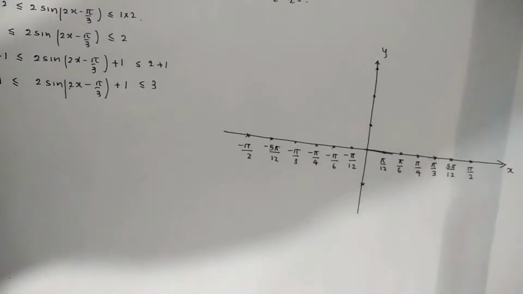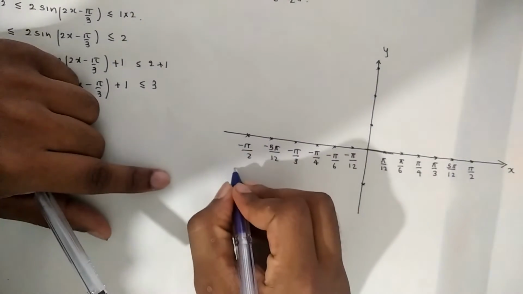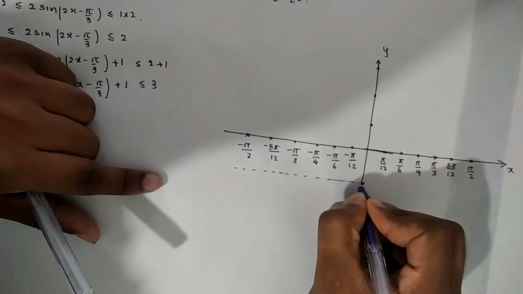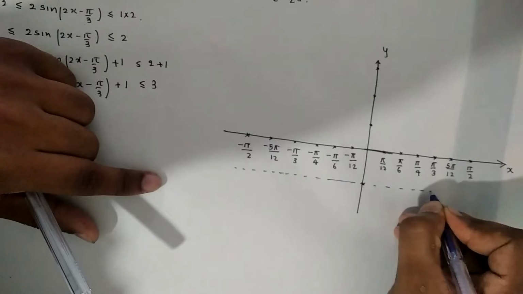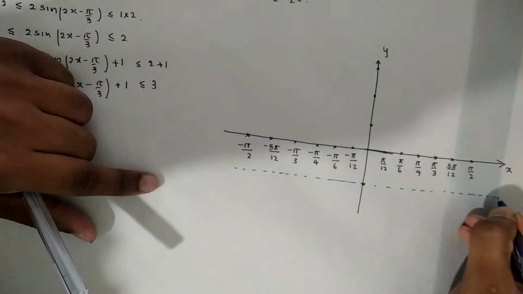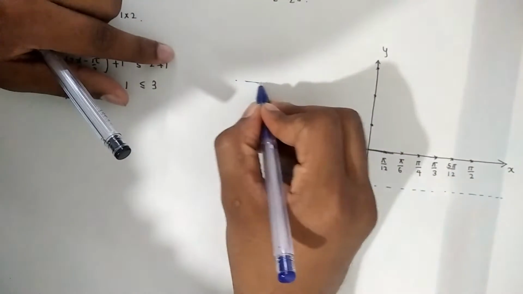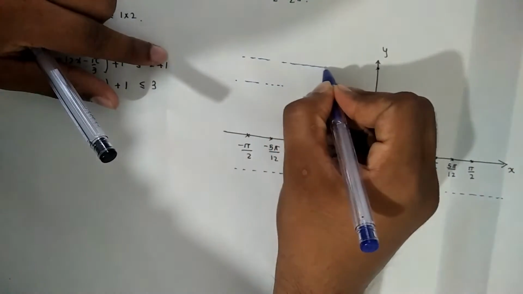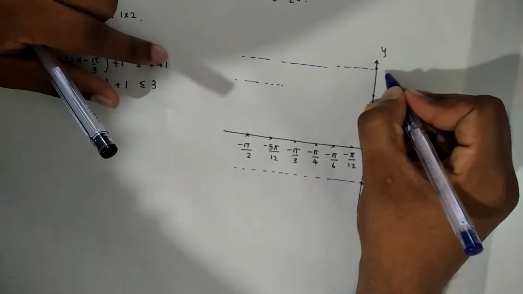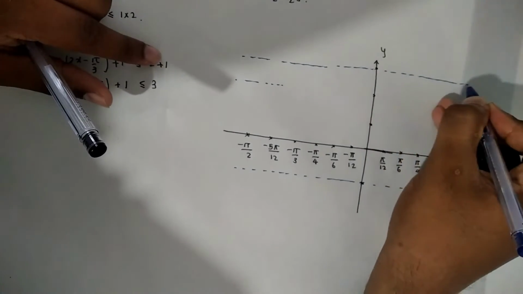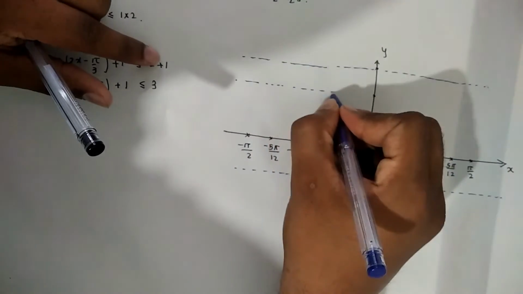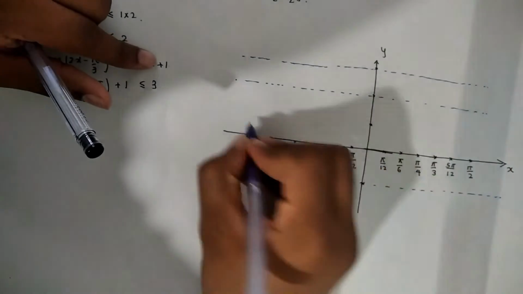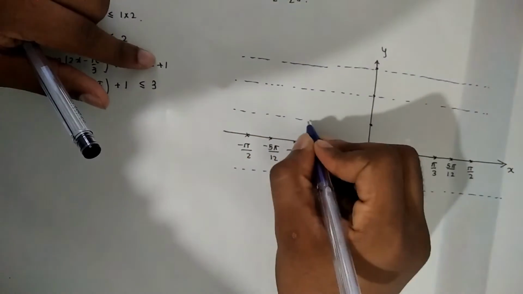So now your graph must be in between these two regions. The graph must be between these two regions, somewhere around here. So these two lines are y = 3 and y = −1, and this is y = 1.